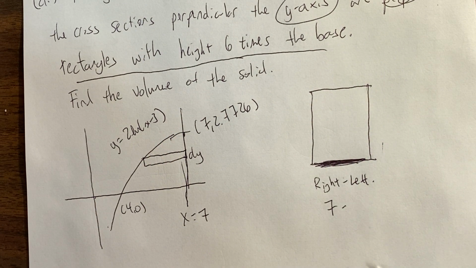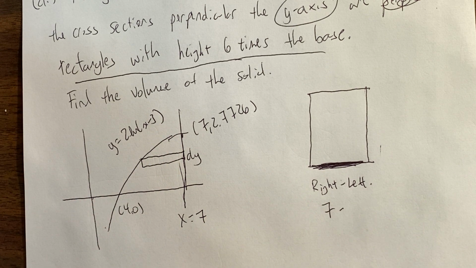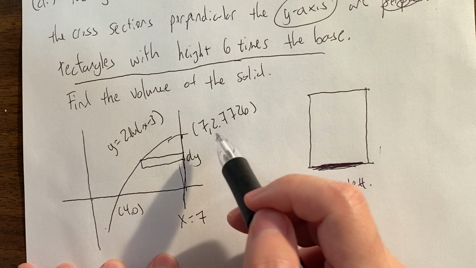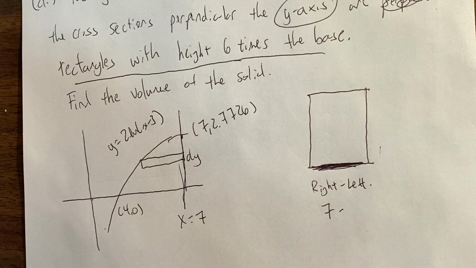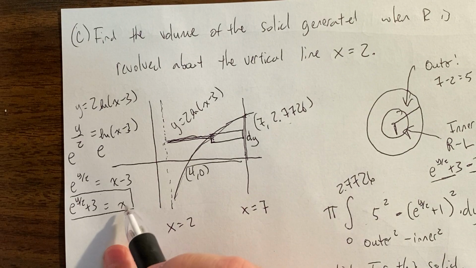So it's 7 minus, and then the left is going to be this function. And again, it would be wrong to actually write this function 2 ln of x minus 3 because that's not actually what the left is. We want to use y's as much as possible, which is why I encourage students to draw a dy rectangle. So what we have to do from the previous step is change everything to be in terms of y.